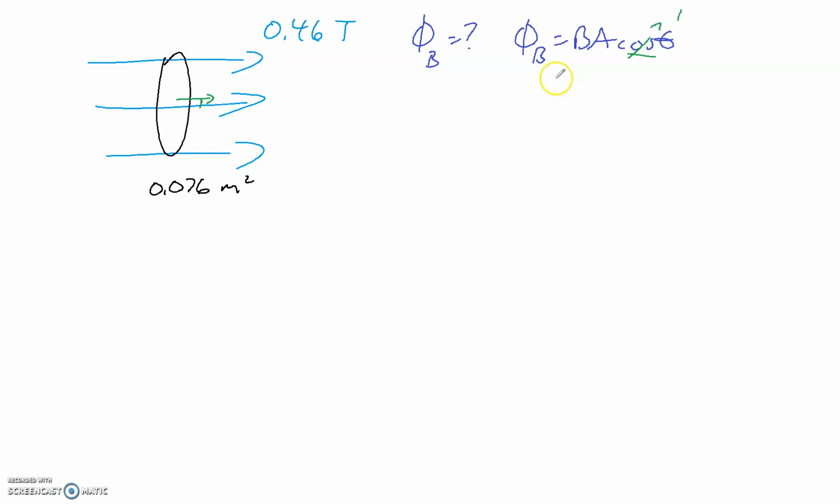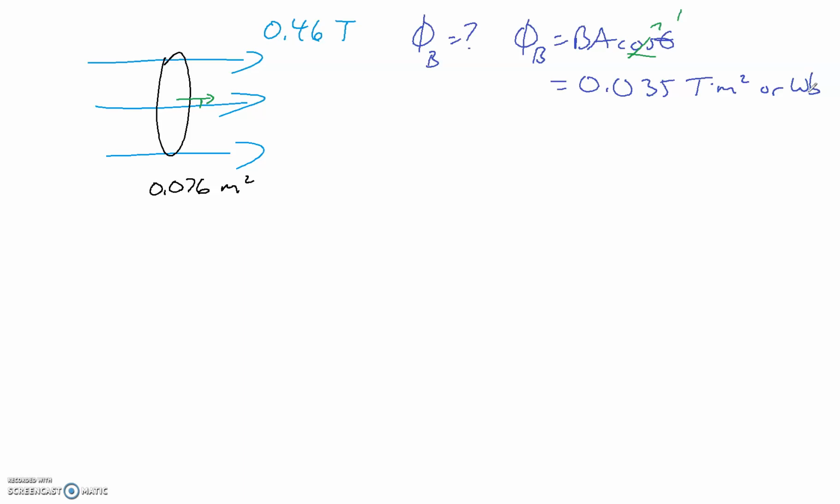Okay, so we've got the B, we've got the A, so all we have to do is multiply the two together. We've got 0.46 times 0.076, and we get 0.035. Now for units, there's a couple options. B is in Teslas, and area is in meters squared, so you can do Tesla meters squared, or you'll often see Wb, which stands for Webers, a really common unit for flux. Okay, so that is the flux through the coil. It's a really straightforward calculation.